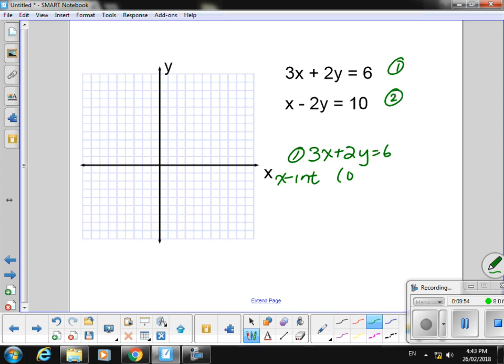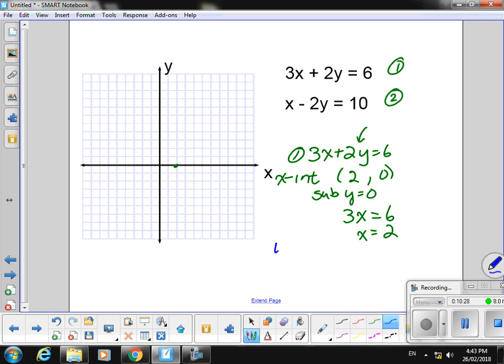For my x-intercept, my y value is 0. So I'm going to have a point that looks like that. I'm going to substitute y equals 0, and when I do that, the second term is going to be equal to 0, so I'm not even going to write it. I'm just going to say I'm left with 3x equals 6. So at that point, my x value would be 2. My x-intercept is 2.